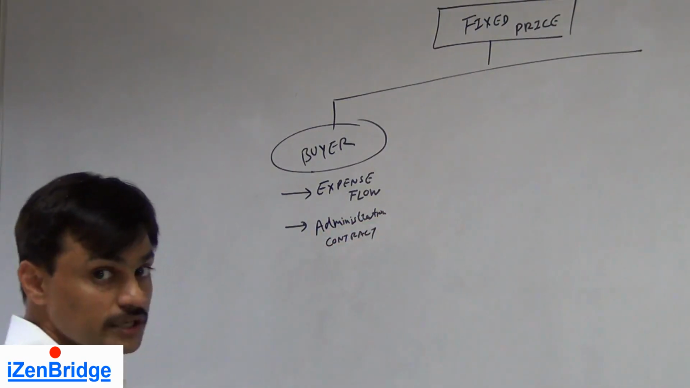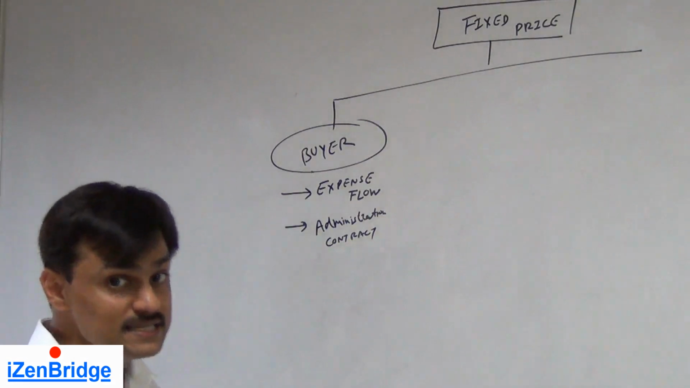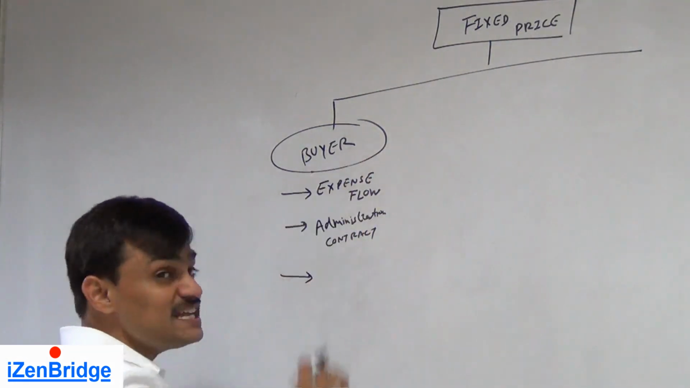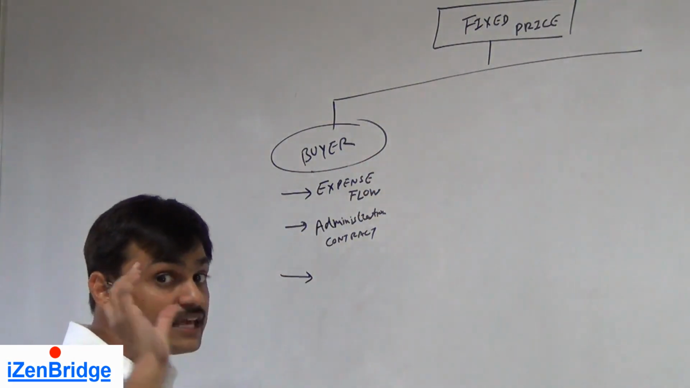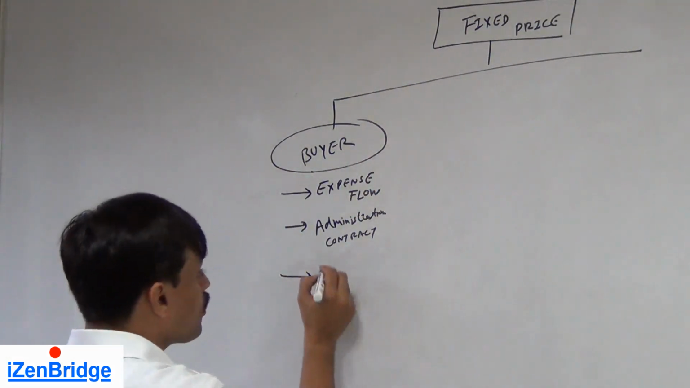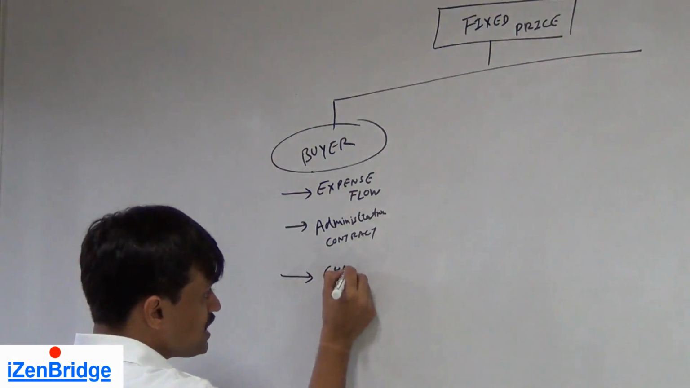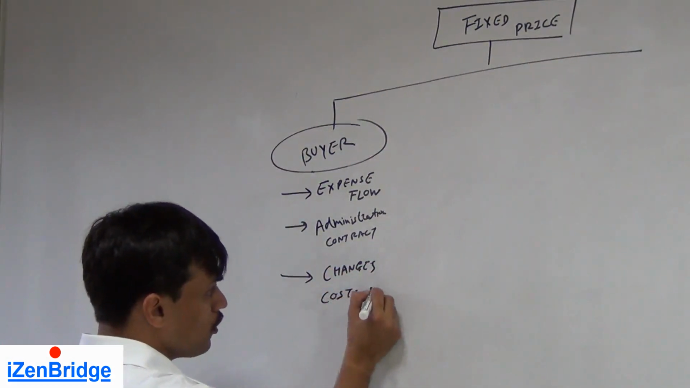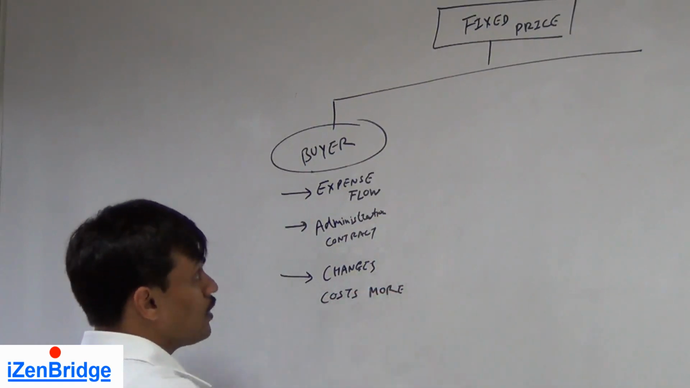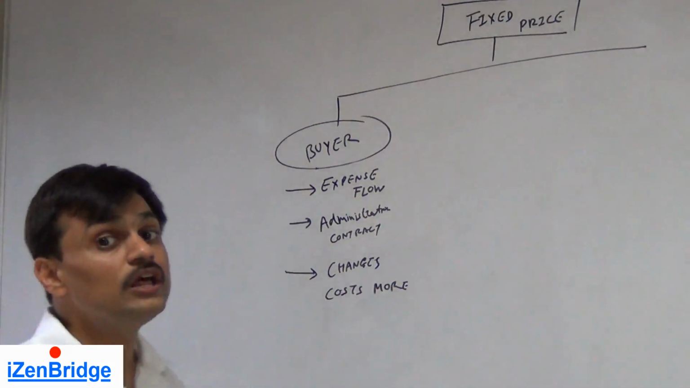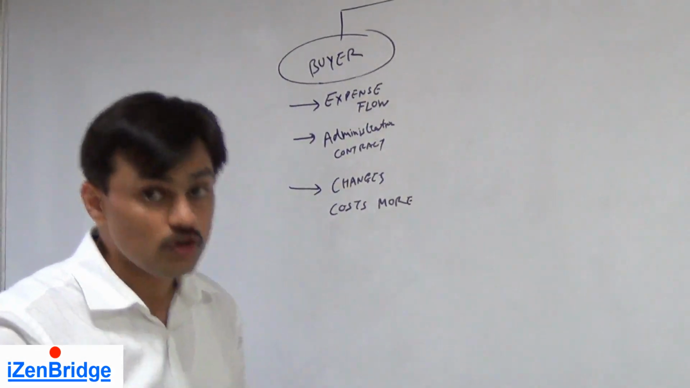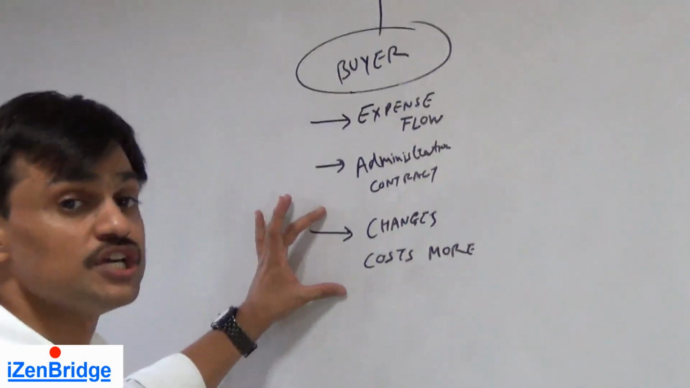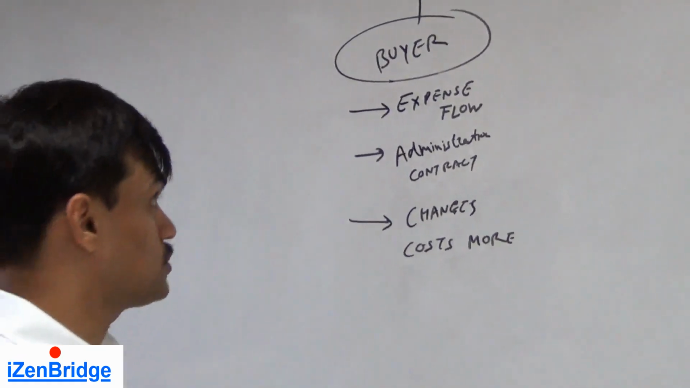Now, it looks like everything is good for the buyer, but yes, there is one risk. If he wants to change something in the given project scope, it will cost more. So changes cost more. In a way, only go for a fixed price contract when you know the scope, so the probability of changes can be reduced.